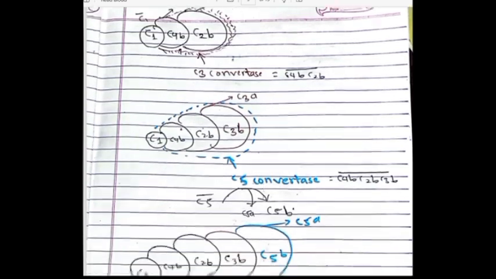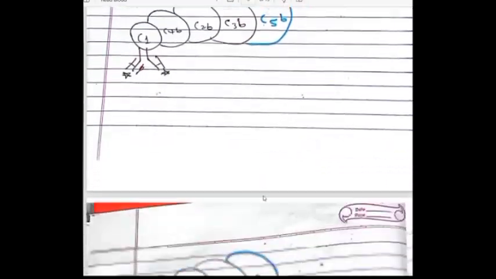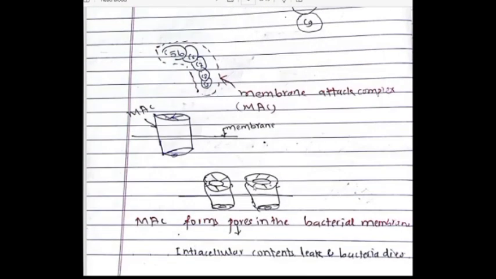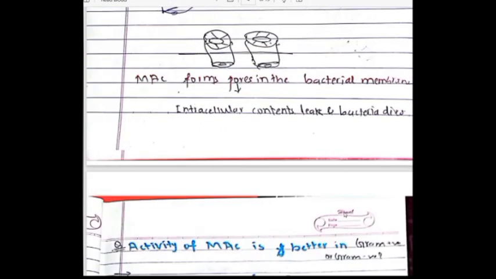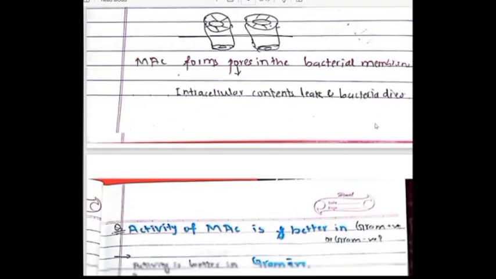This C4B, C2B forms C3 convertase, which converts C3 into C3B. Now these all three together form C5 convertase, which converts C5 into C5B and C5A. Now this C5B leads to activation of C6, C7, C8, C9 respectively. These components C5, C6, C7, C8, C9 form the membrane attack complex, MAC, which forms a pore in the bacterial membrane. Intracellular contents leak and then the bacteria die.